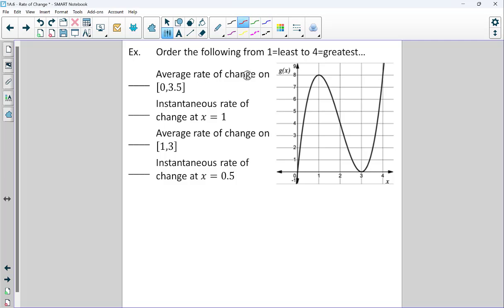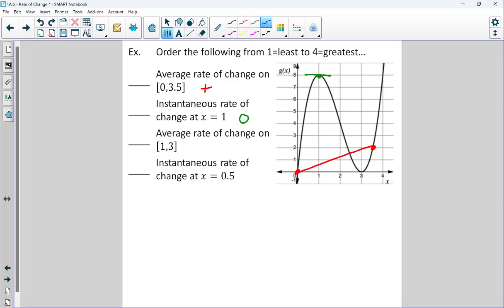So an average rate of change is represented by a secant line from 0 to 3.5. Here's 0, 3.5 would be right here. My secant line is increasing, so I'm going to mark that as positive, meaning the average rate of change would be positive. Here we have an instantaneous rate of change, which I don't know how to calculate, but at x equals 1, I notice, oh, that's a maximum. So the tangent line is horizontal, so the slope is 0.